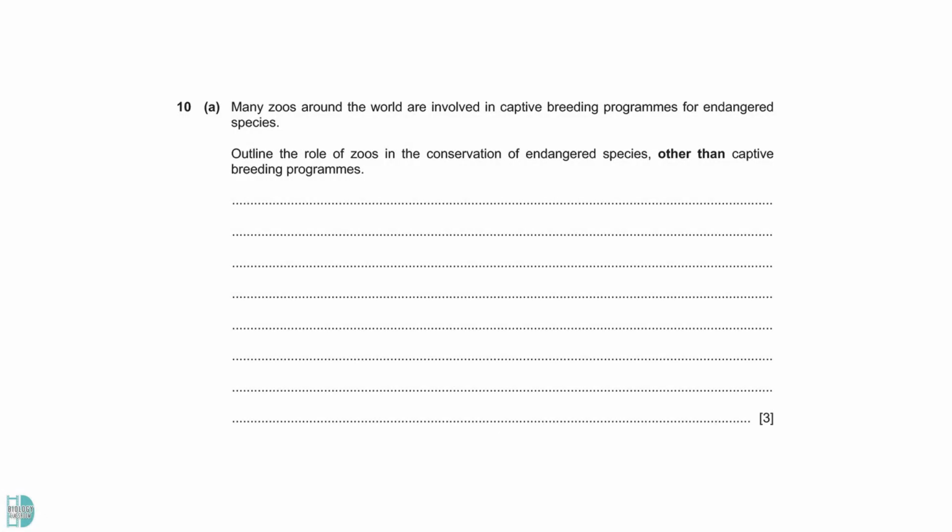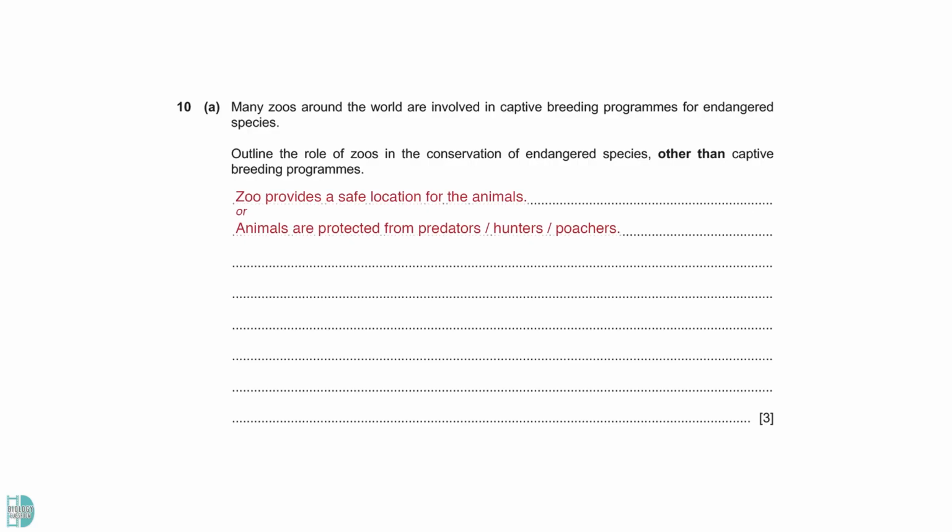A. Outline the role of zoos in the conservation of endangered species other than captive breeding programs. The zoo provides a safe location for the animals where they are protected from predators, hunters, and poachers. Zoos also undergo research on disease control, diet, and behavior. Conservation can be more effective by having a better understanding of the animals.